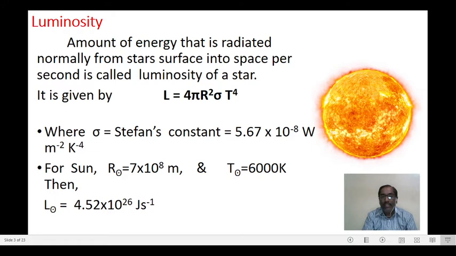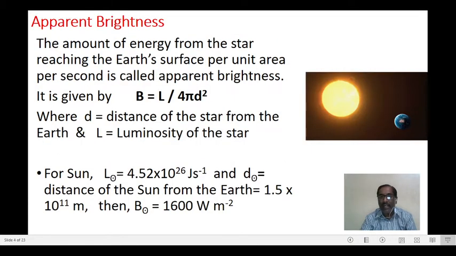Where sigma is the Stefan's constant, its value is 5.67 into 10 to the power of minus 8 watt per meter square Kelvin to the power of 4. For the sun, the radius of the sun is 7 into 10 to the power of 8 meter and surface temperature is 6000 Kelvin. So if we substitute these values in the above expression, we will get luminosity of the sun as 4.52 into 10 to the power of 26 joule per second.